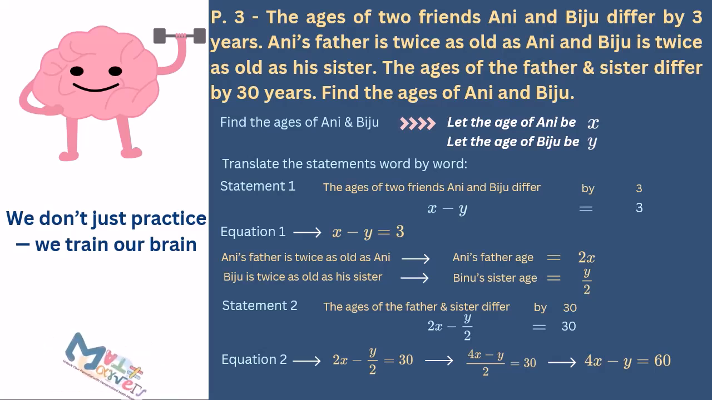N. Nail the solution. Now it's your turn to solve these two equations. Use substitution or addition, whichever you prefer. Once you get the ages of Ani and Biju, post your answer in the comment section below.